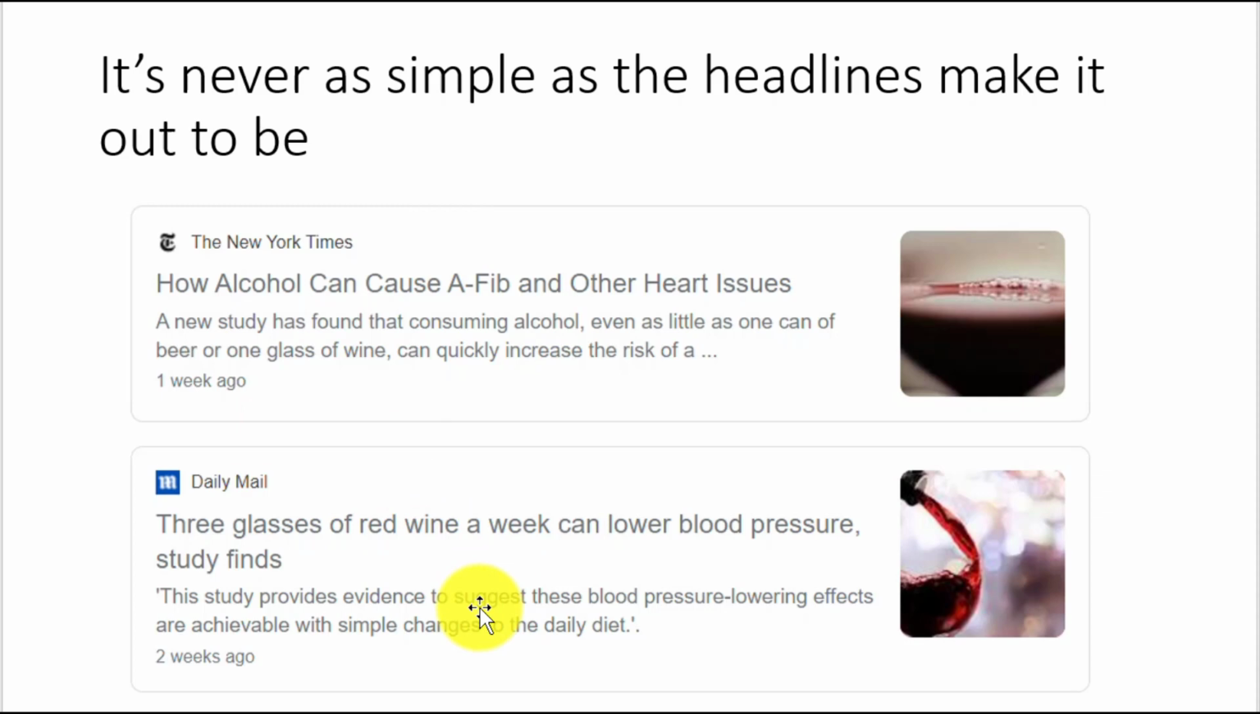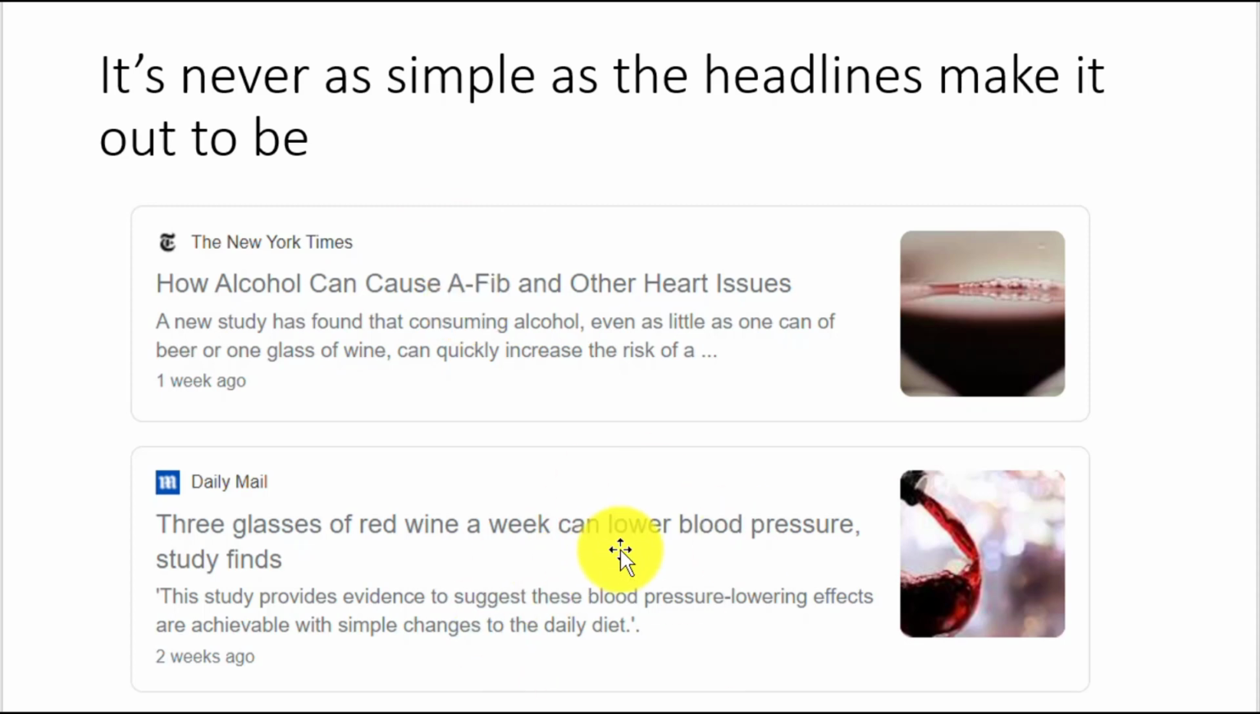The other one saying, no, red wine can lead to lower blood pressure. Okay, so it's never ever as simple as the headlines make it out to be. In this study, they actually used 100 people that had a history of atrial fibrillation and tracked them for 4 weeks, monitoring their alcohol intake and cardiac rhythms.